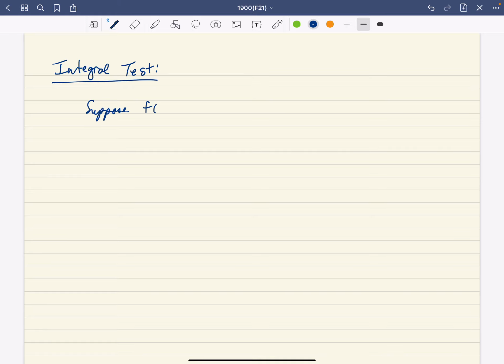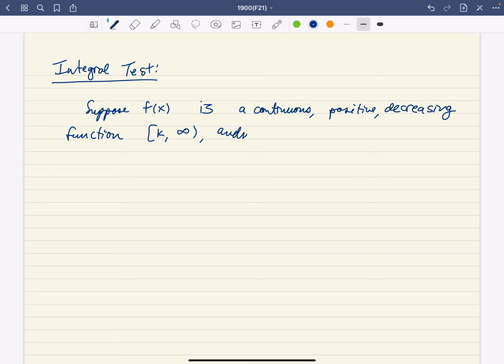So we need f to be a continuous, positive, decreasing function. So suppose f is a continuous, positive, decreasing function on some interval from 0 to infinity or 1 to infinity. I'm just going to say from k to infinity. And suppose that f of n is equal to a sub n.